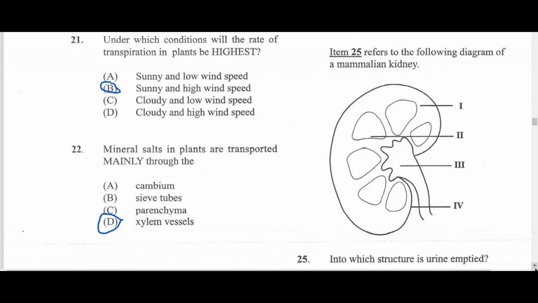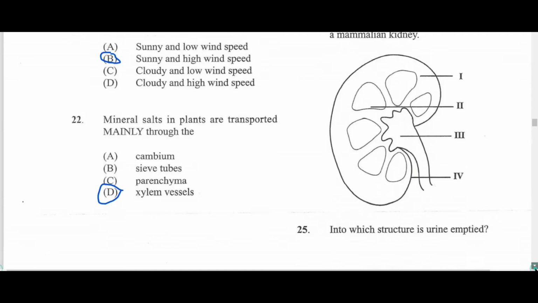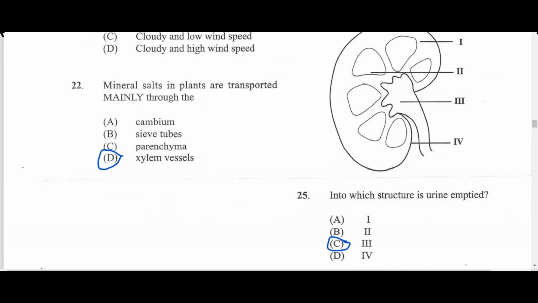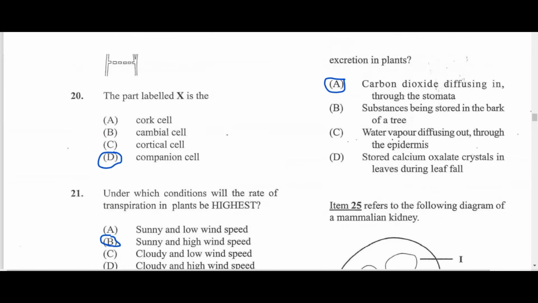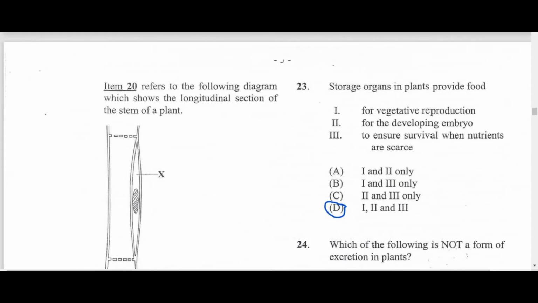22. Mineral salts in plants are transported mainly through the xylem vessel. Remember, it's the xylem vessel that acts from the root upward, taking our water and mineral salt. So we are moving on now to question 23.